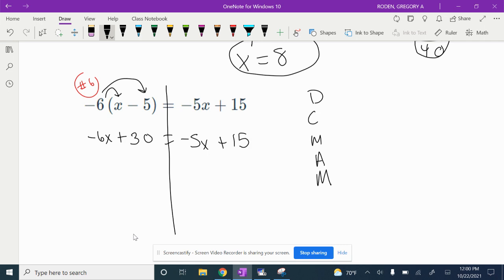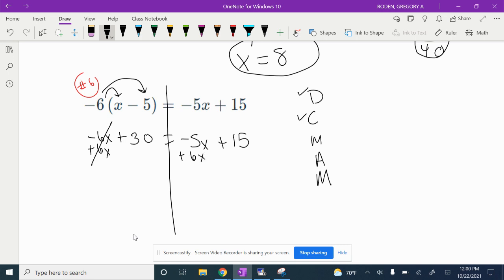All right, Mr. Roden always likes to attack the weaker variable. Make sure I can't collect any like terms on either side on this one. Mr. Roden likes to attack the weaker variable when he moves them to one side. Negative 6 is actually weaker than negative 5 because it's further to the left on the number line. So I'm going to add 6 to both sides.